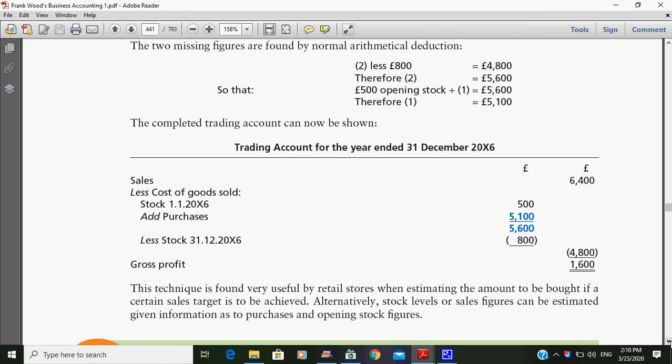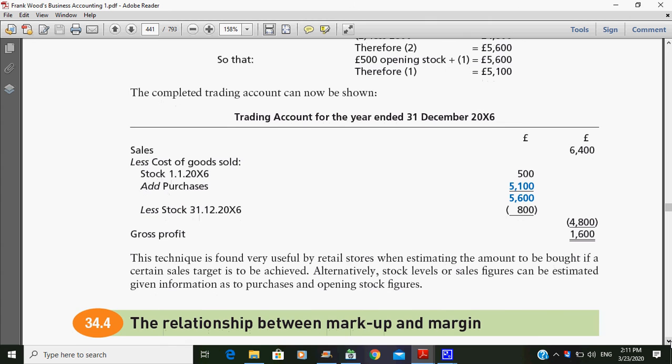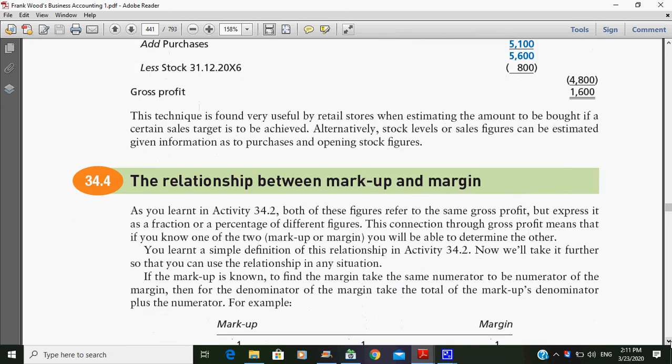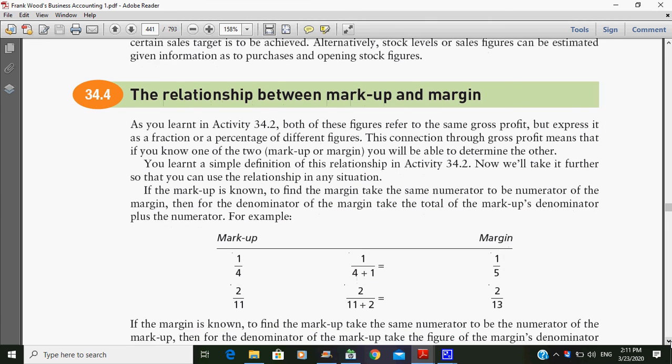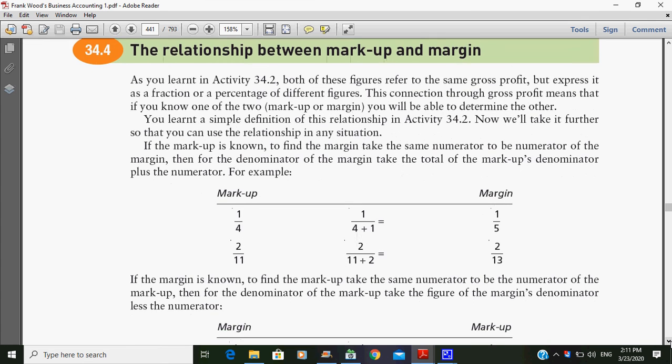Alright. This technique is very useful to retail stores when estimating the amount to be bought if a certain sales target is to be achieved. Alternatively, the stock levels or sales figures can be estimated given information as to purchases and opening stock figures. Alright, so that's that for that.